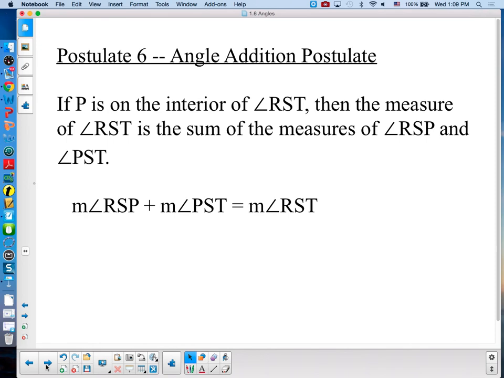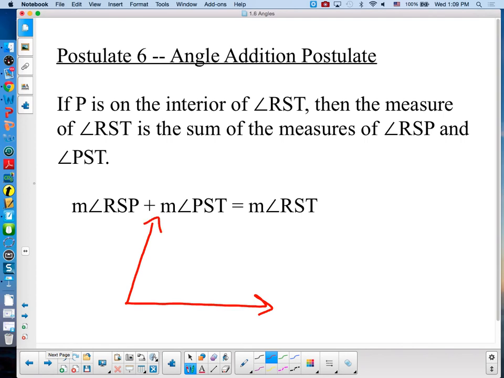All right, and the last thing is the angle addition postulate. You can add angle measures together to get bigger angles, and this is the theorem that just clarifies it. We'll draw a picture and put some numbers in to help you understand it. If P is on the interior of angle RST, that's the inside part of it.